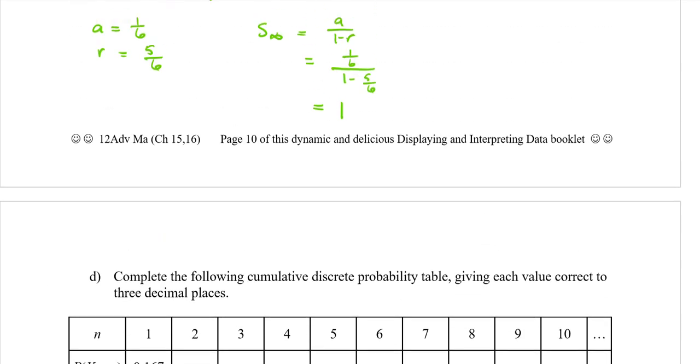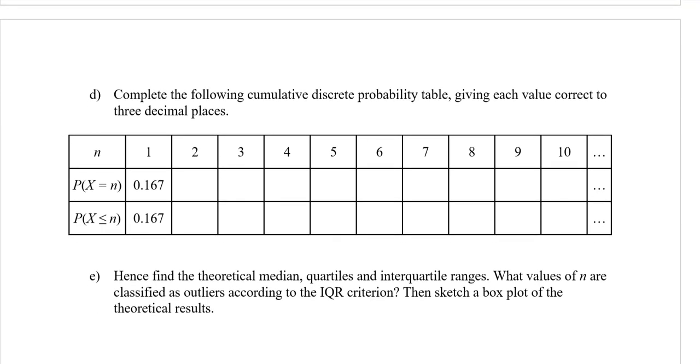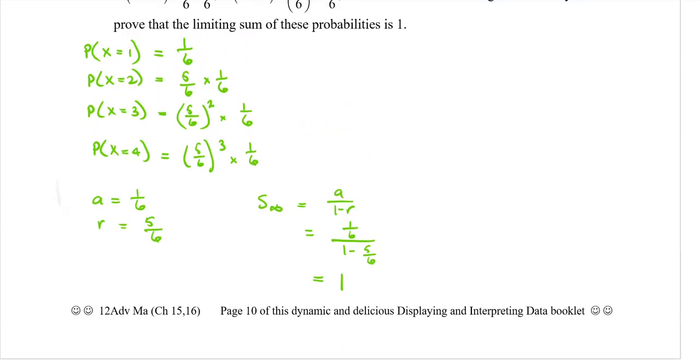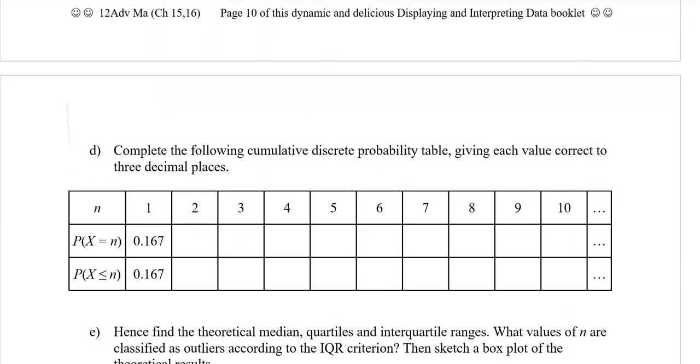Now we did it back here as fractions. The probability of getting a 1 was 1 over 6. That's just been turned into a decimal. You can type it in your calculator, 1 divided by 6, and you'll get 0.16666. I think that's rounded, right? So then if we want to find the probability of x equals 2, we're going 5 over 6 times 1 over 6. What's 5 over 6 times 1 over 6 to 3 decimal places?